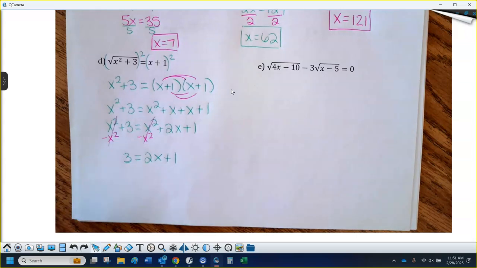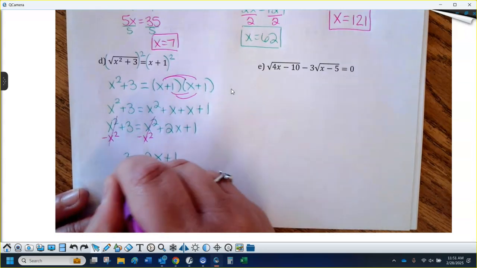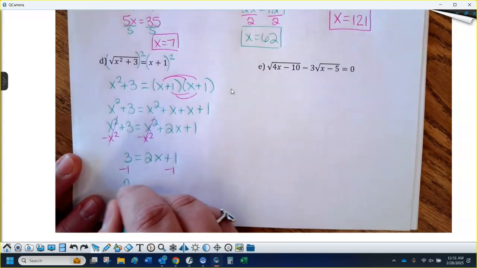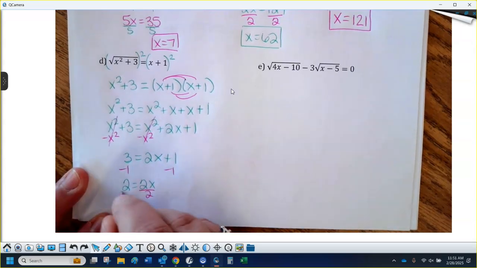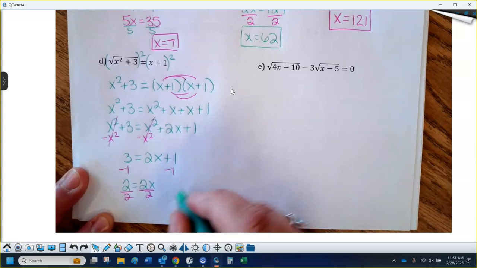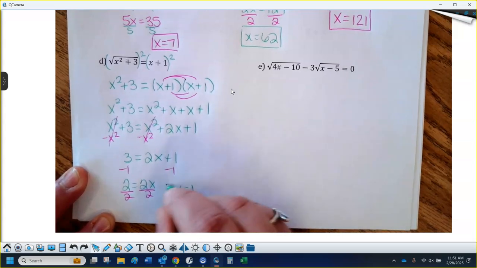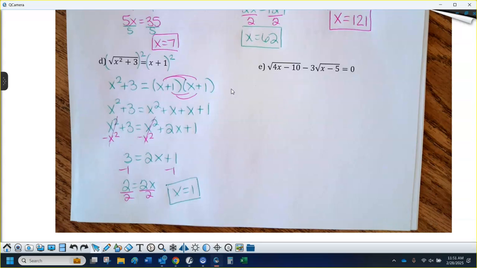And then we're literally just a couple steps here. I'm going to subtract the 1, so I get 2 is equal to 2x, and then we're just going to divide by 2. Bless you. So x is just going to be 1 here. So it's not as bad as it looked, but it's a little weird because I had to actually do like a FOIL or box.